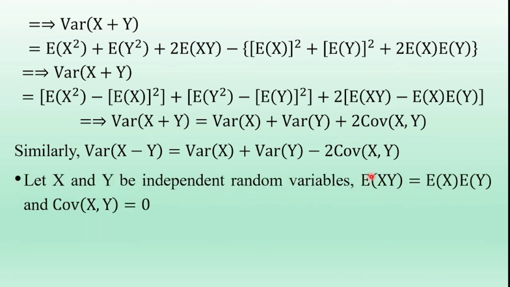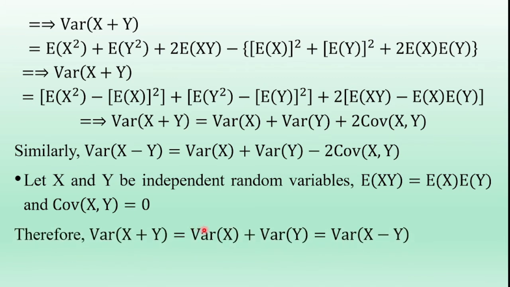If the random variables capital X and capital Y are independent random variables, the independence condition is expectation of XY equal to expectation of X expectation of Y, and the covariance between two independent random variables is equal to 0. That is, covariance of X comma Y is equal to 0. Applying this condition into both expressions, we get variance of X plus or minus Y is equal to variance of X plus variance of Y. This is the proof of the second property.